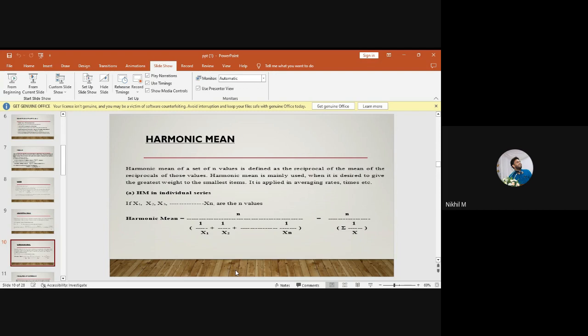These are the five measures of central tendency. The first one, arithmetic mean. Second, median. Third, mode. Fourth, geometric mean. And fifth, harmonic mean.